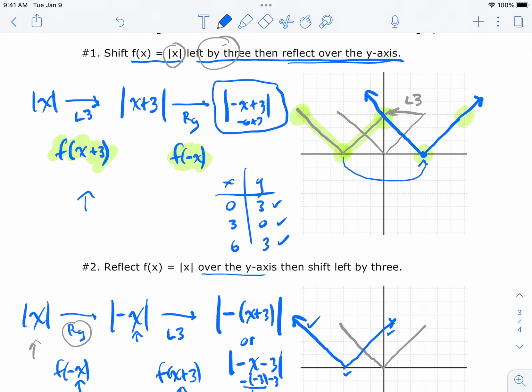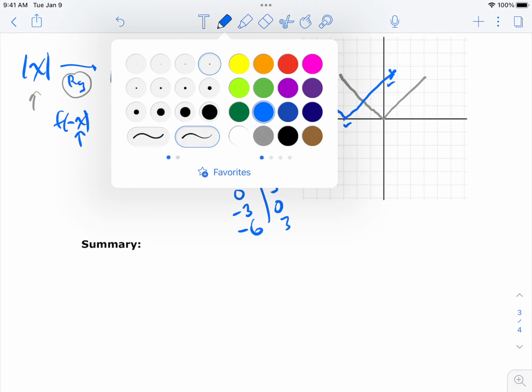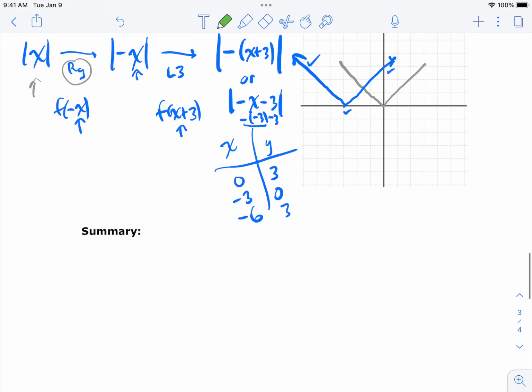Okay, so one of the points to take from these two examples, looking at them together, is that sometimes it makes a difference. It looks like you're doing the same transformations. Hey man, I'm going left 3 and reflecting. Yeah, but you're doing them in different order. And that's not always going to make a difference, but sometimes it will. How do you know if it's going to make a difference? Well, we can kind of summarize that right here.